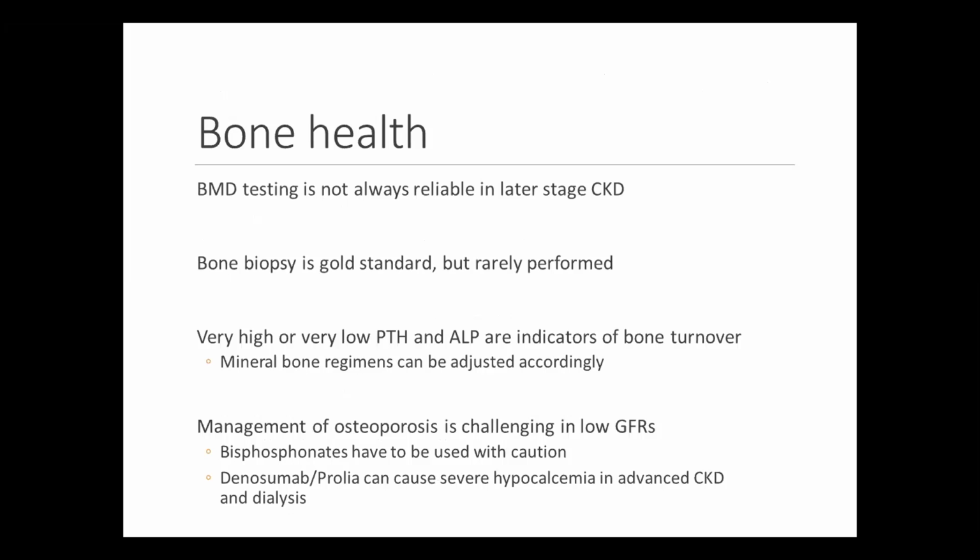Bone health can be challenging to manage in CKD, partially because our patients tend to have a lot of risk factors for fractures, but the treatments are also limited. Bone mineral density testing is not always reliable in advanced CKD, and although the bone biopsy is gold standard, it's rarely performed. Very high and very low levels of PTH are indicators of bone turnover, and so that's why we target this range of 2 to 9 times the upper limit of normal in more advanced CKD.